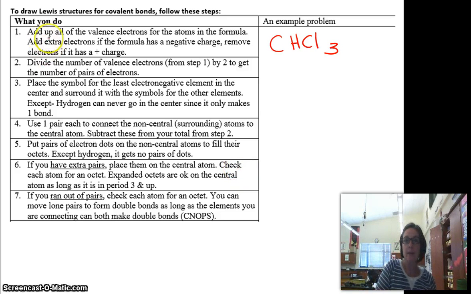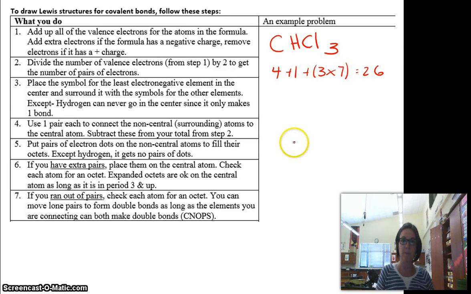The first step is that we would add up all of the valence electrons for the atoms in the formula. We don't need to worry about the next line. I'll do that in another example. So carbon has 4 valence electrons. Hydrogen has 1 valence electron. There are 3 chlorines in this formula, and each chlorine has 7 valence electrons. So if I add that up, that's 21, 22 plus 4, that's 26. So that's my step 1, 26 electrons.